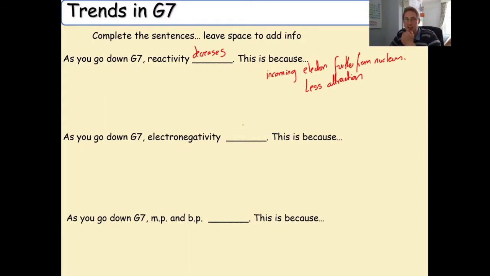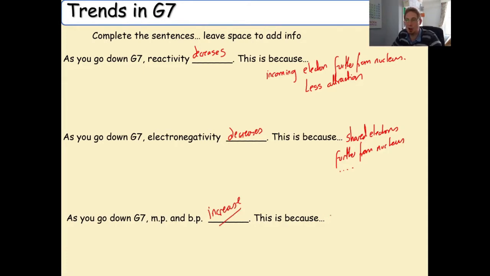As you go down group 7, the electronegativity decreases. And this is because, again, shared electrons are further from the nucleus, so there is less attraction, etc. But as you go down group 7, melting points and boiling points increase.